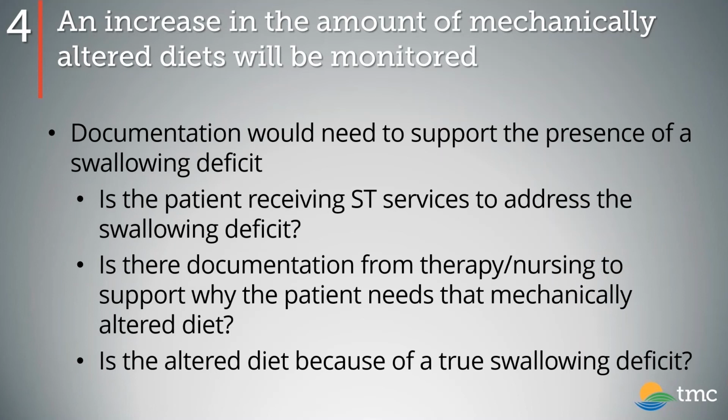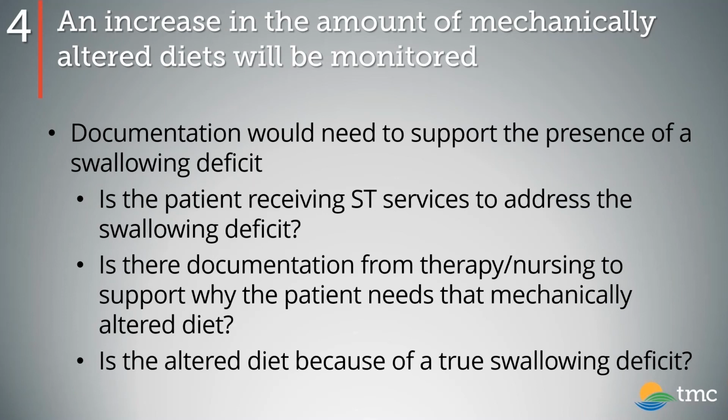If there is an increase of patients that have mechanically altered diets, but there's not good speech therapy or nursing documentation to support it, that could result in a denial. We suspect that if there's an increase in MDSs that are marking mechanically altered diets, that those claims might be looked at, and if they're looked at, an auditor is likely going to want to see, is the patient receiving speech therapy services to address the swallowing deficit?